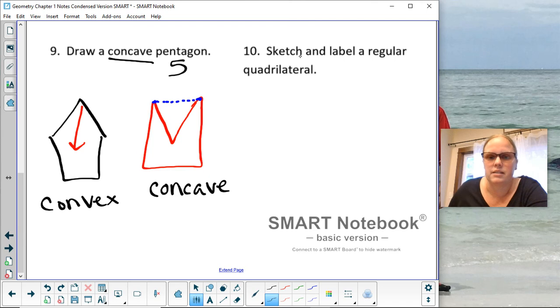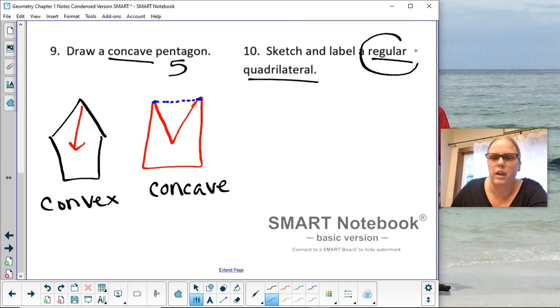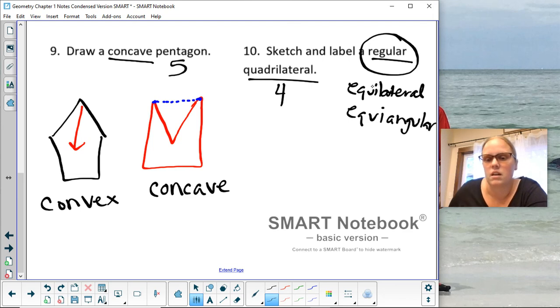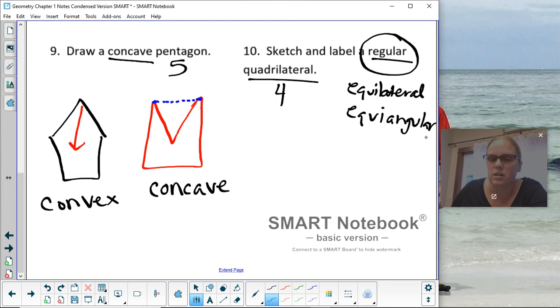All right, question 10. Sketch and label a regular quadrilateral. A lot of times the word regular gets overlooked, but that is a geometric term. Quadrilateral, remember, is like a square, a rectangle, a kite. Those have 4 sides. But remember, regular means they're equilateral and equiangular. Equilateral means all of the sides need to be the same length. Equiangular means all of the angles are the same measure.